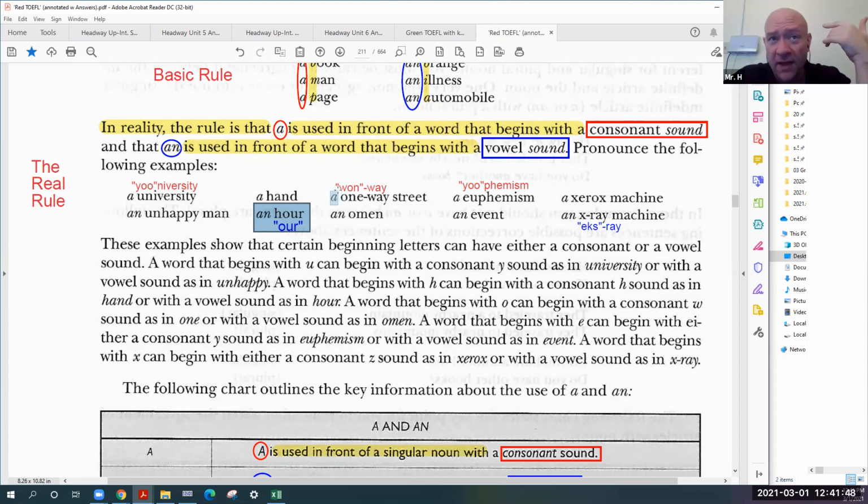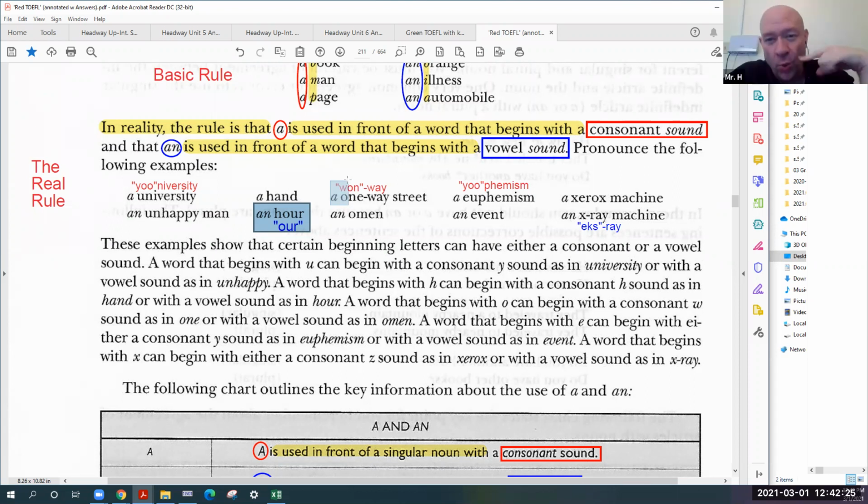Why do we use "a" in this case? You see, here, and here, "a." Why? Because of the sound. Look at the sound. "One-way." Is this a vowel sound? No. So it's not a vowel sound, it's a consonant. If you don't know how to read it, you will not know.